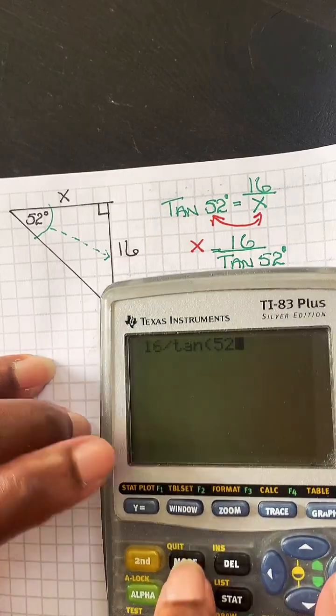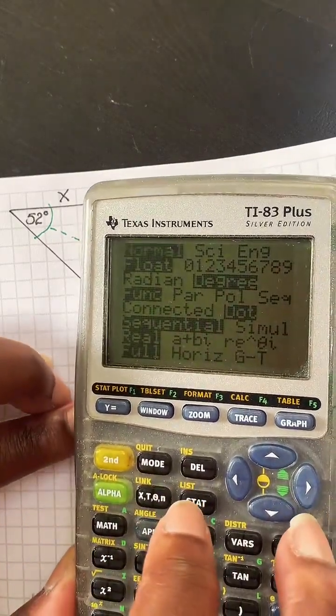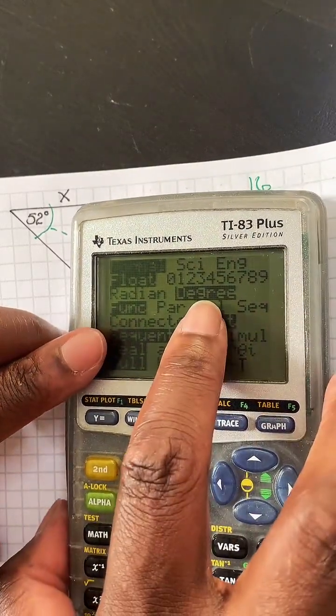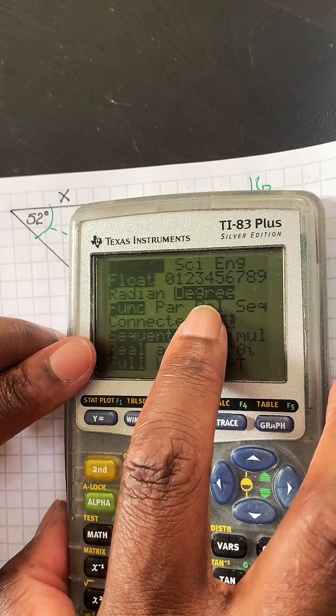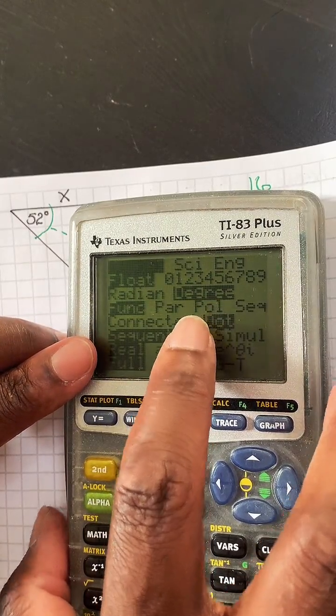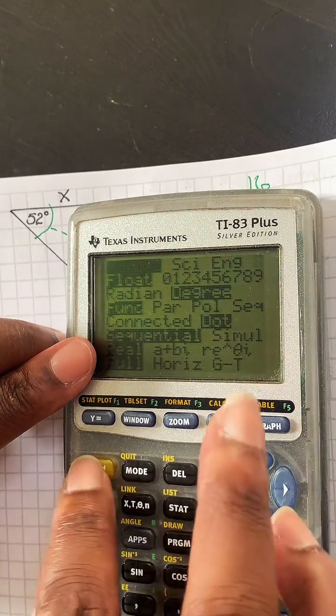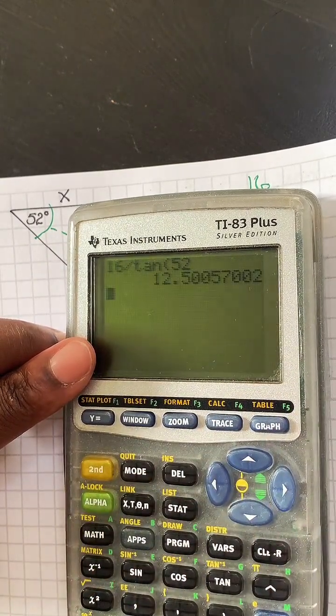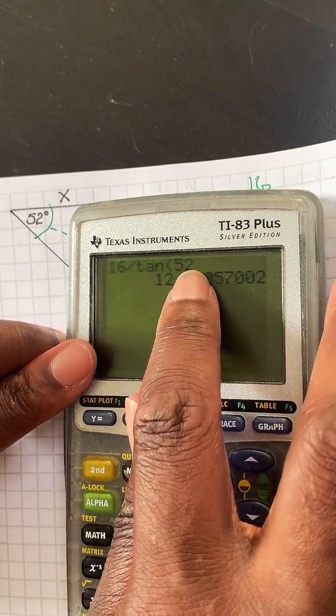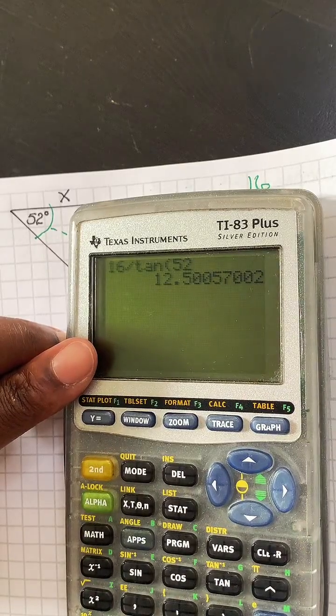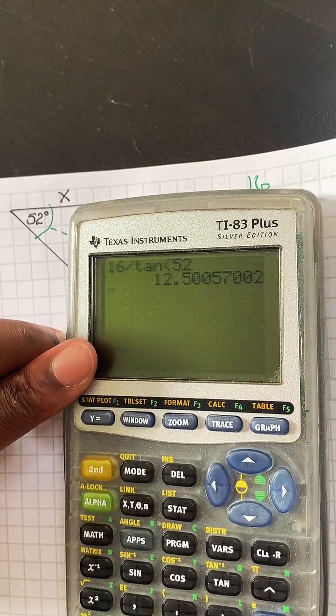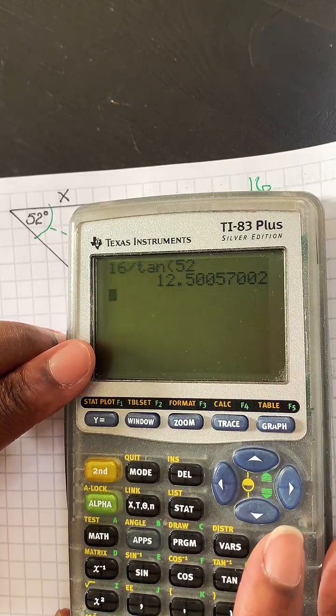Now, here's the thing. When you're in your mode, not in your mood, but in your mode, make sure it's in degree mode. Okay, you got to make sure it's in degree. Because if you put it in radians, you're going to get an answer, but it's going to be wrong. All right? And you don't have to close the parenthesis. If you feel like it, have fun, enjoy.